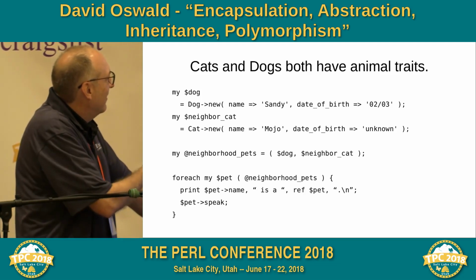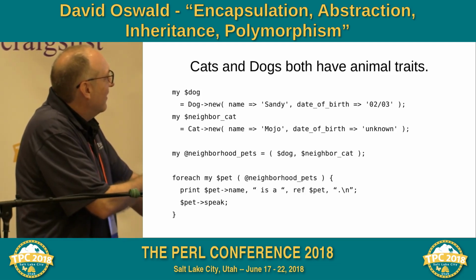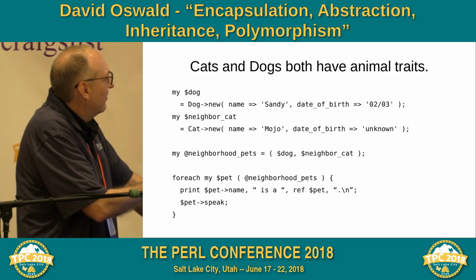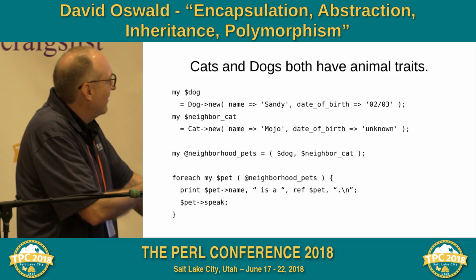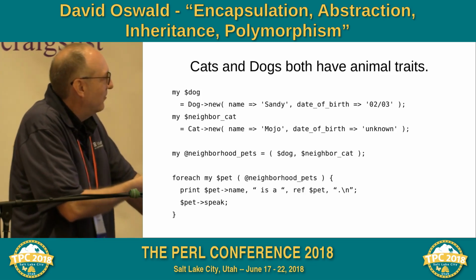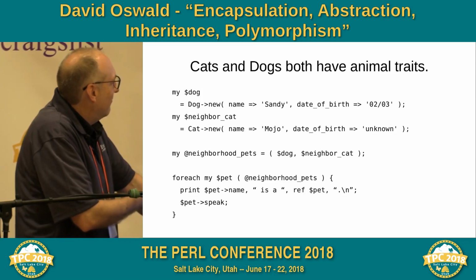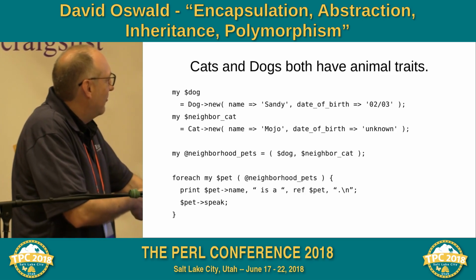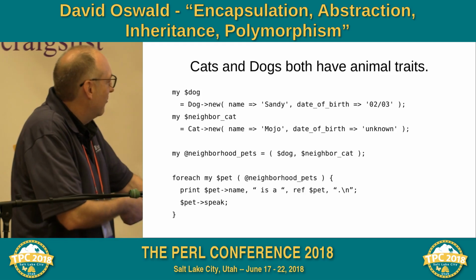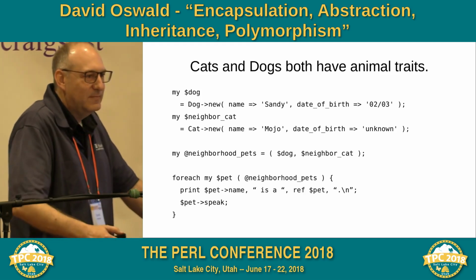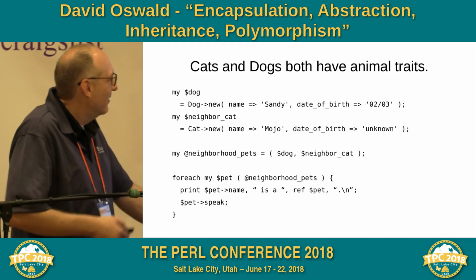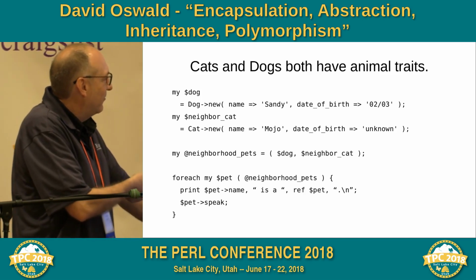And so I can say Dog->new, name Sandy, and date of birth 2003, and I can say Cat->new, name Mojo, and date of birth unknown, because that was my neighbor's cat back in 2003. And so neighborhood pets, we have a dog, and we have a neighbor cat. And so now for each neighborhood pet, we're going to print the name, Sandy and Mojo, and we're going to ask the pet to speak. And the dog will bark and the cat will meow.